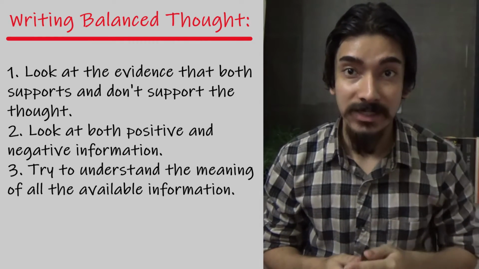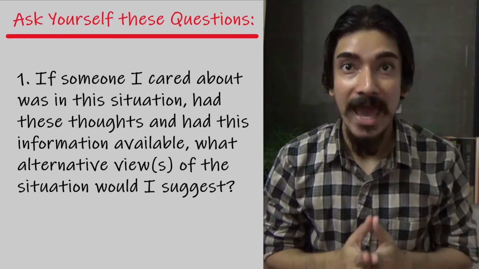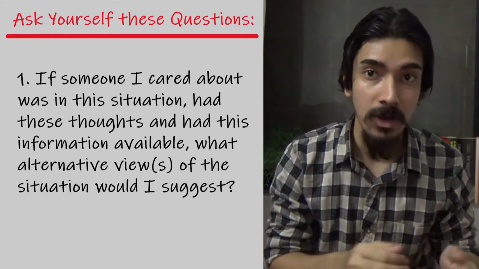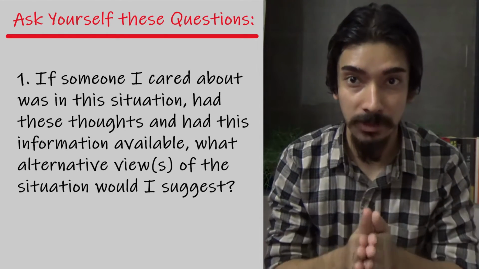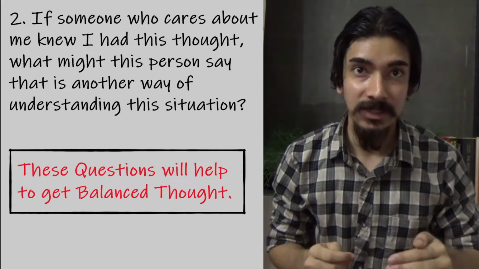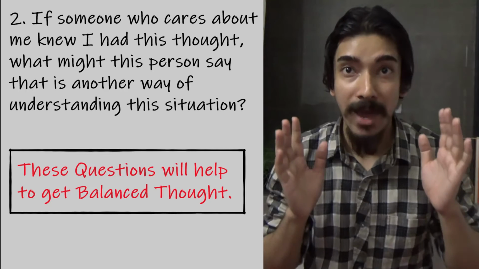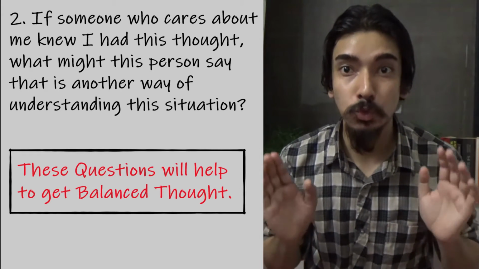Question number one is, if someone I cared about was in this situation, had these thoughts and had this information available to them, what alternative views of the situation would I suggest to them? Now the second question is, if someone who cares about me knew I had this thought, what might this person say? That is another way of understanding this situation.